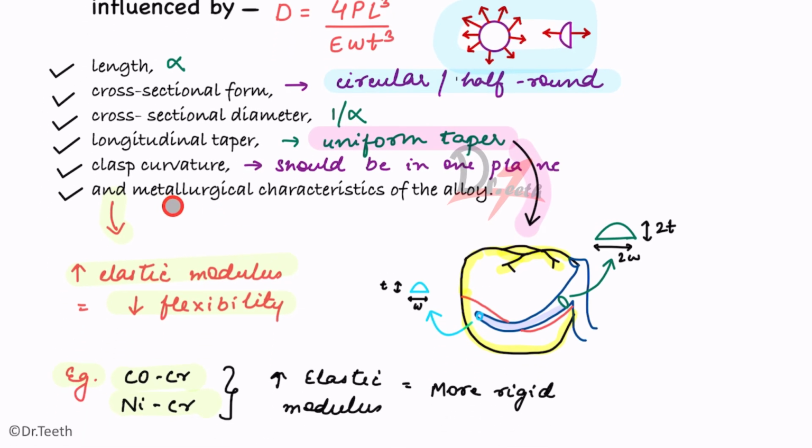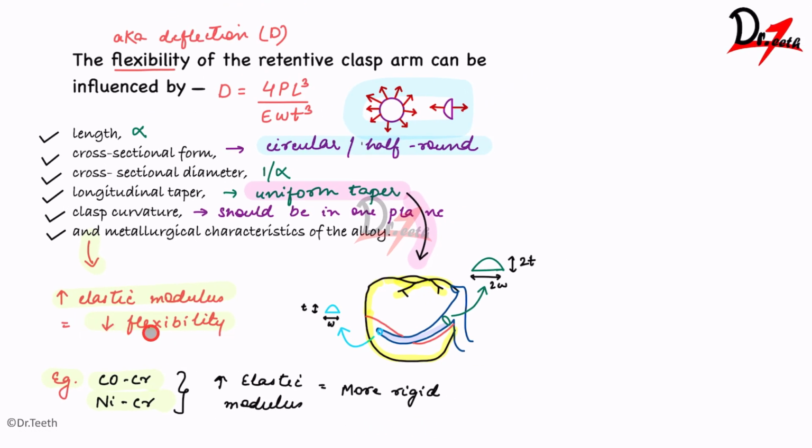And then lastly, metallurgical characteristics of the alloy. If an alloy has a high elastic modulus, there will be low flexibility. Examples are cobalt chromium and nickel chromium. They have a high elastic modulus. Therefore, they have less flexibility, or they are more rigid.